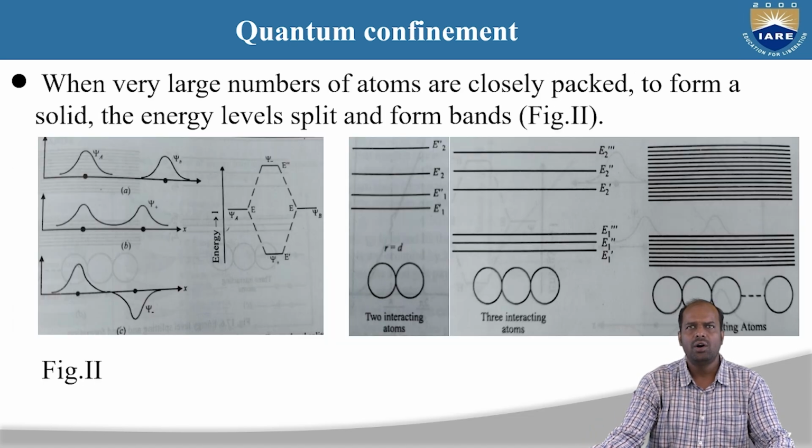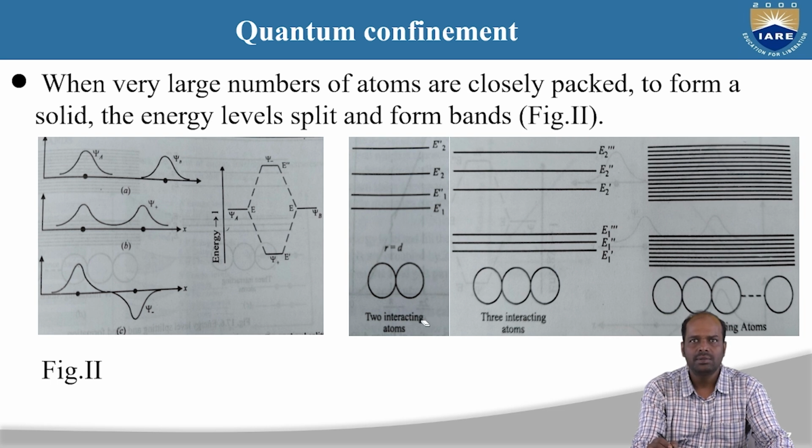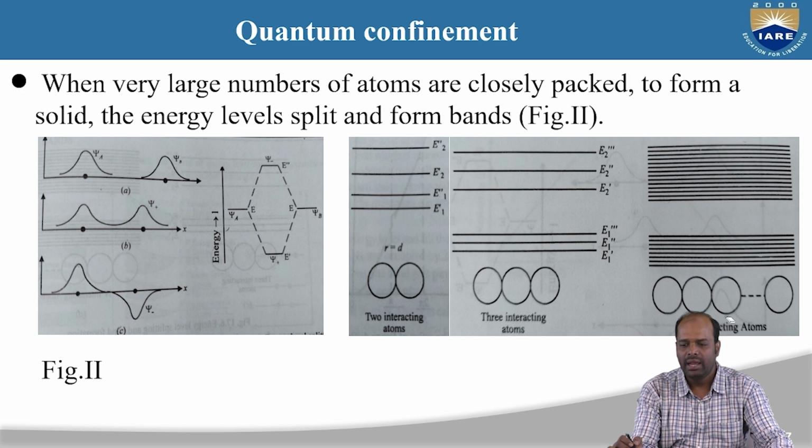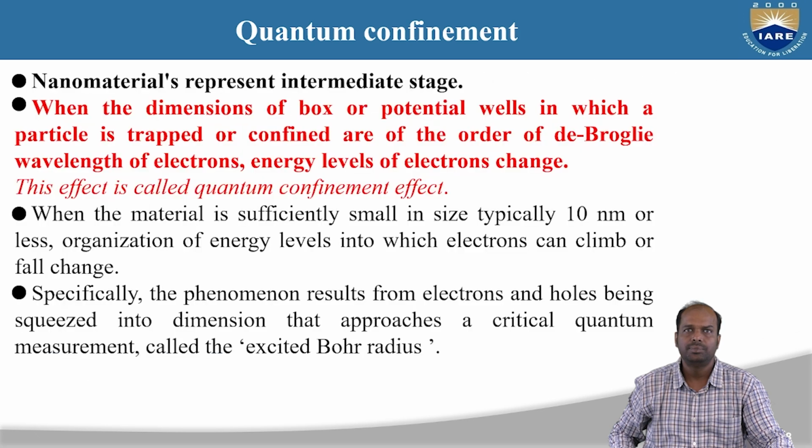And when a very large number of atoms are closely packed to form a solid, the energy levels are split and form bands. Here we can see the bands, and these are two interacting atoms, where the two atoms are closely packed, and three interacting atoms, their energy levels are also shown here. Likewise, n number of interacting atoms are available. The energy levels are split and separated in the form of bands.